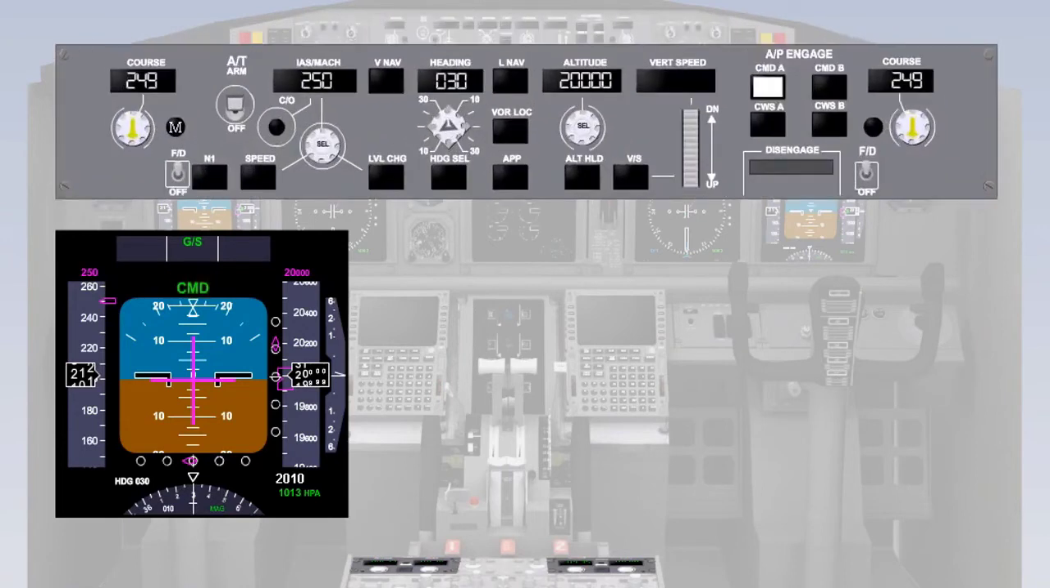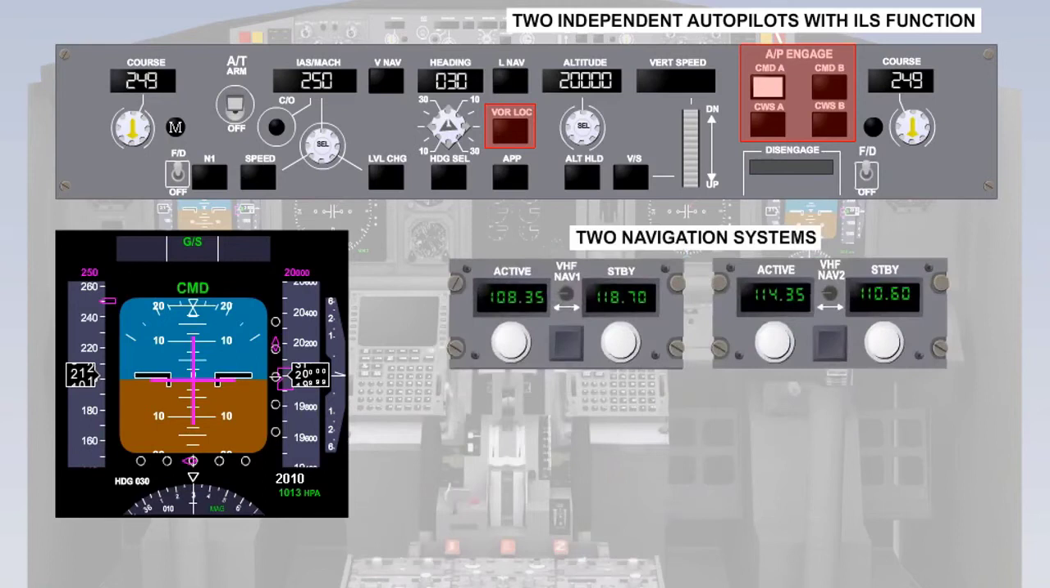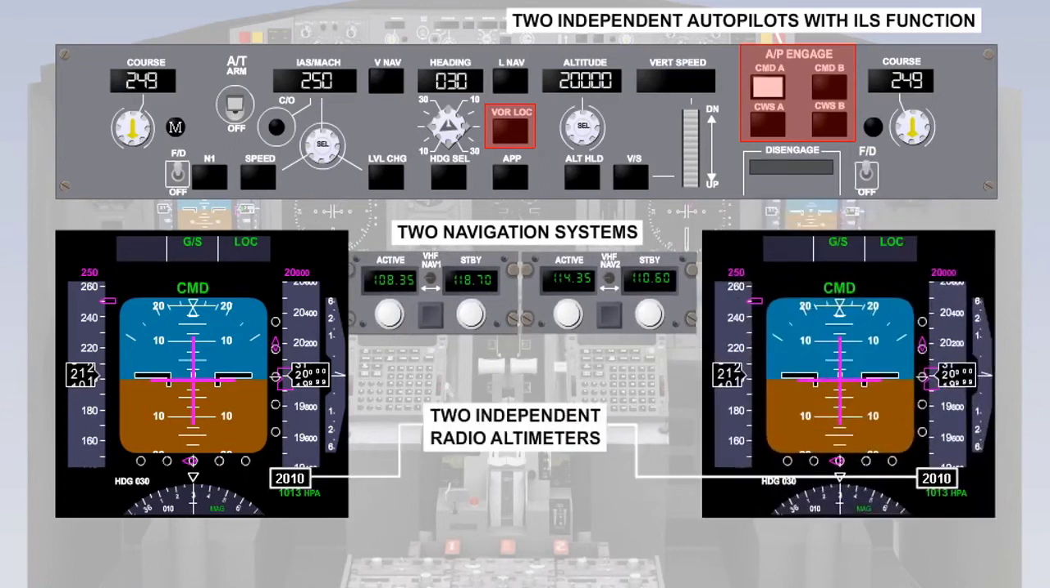The minimum requirements for an autoland system are two independent autopilots capable of following instrument landing system signals, two navigation systems capable of being tuned to the instrument landing system frequency and providing deviation signals to its own respective autopilot, and two independent radio altimeters to give accurate height above the ground to each autopilot.